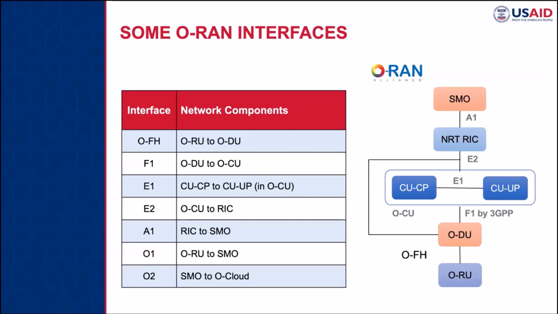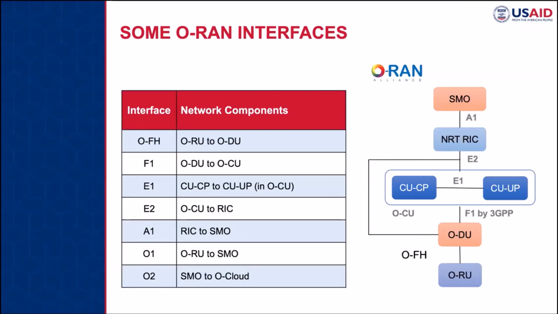Okay, so what are the interfaces here? We have the open front-haul interface. This is the connection or the interface between the radio unit and distributed unit. Then we have the mid-haul interface here between the DU and the CU. So that is the F1 interface. This is an open interface defined by 3GPP.